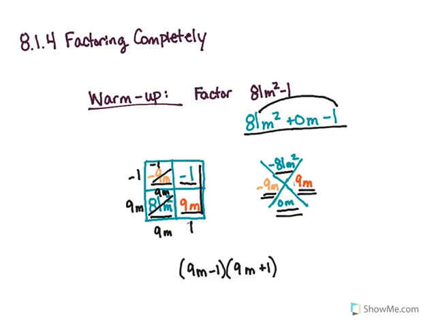I found that in this first column, my greatest common factor was a 1, so I pulled out a 1, and I found out in this second column that my greatest common factor was a 9m, so I pulled out a 9m and I wrote down my new factors. So then in this top row, I'm left with a negative 1, and in the bottom row, I'm left with 9m. And that gives me my factors of 9m minus 1 and 9m plus 1.